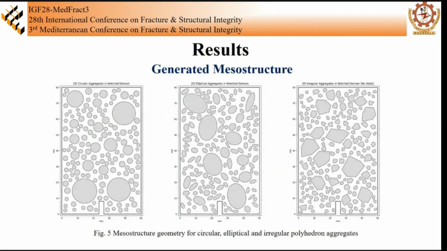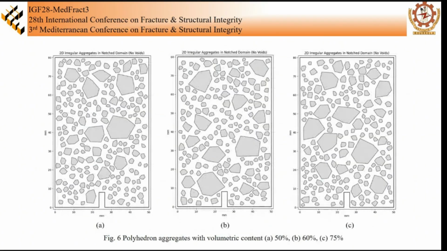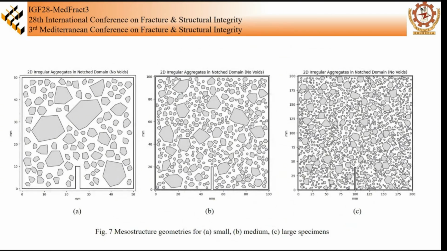Moving on to the results part, the generated mesostructure. Figure 5 shows the generated mesostructure for circular, elliptical, and irregular polyhedron aggregates with a predefined notch. Figure 6 shows the irregular polyhedron aggregate geometry for volume fractions of 50%, 60%, and 75%. Figure 7 shows the mesoscale geometries for geometrically similar beam samples designed for the experimental data of Bhowmik and Ray.